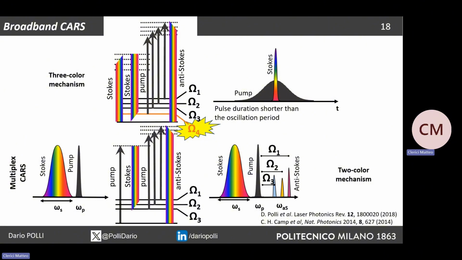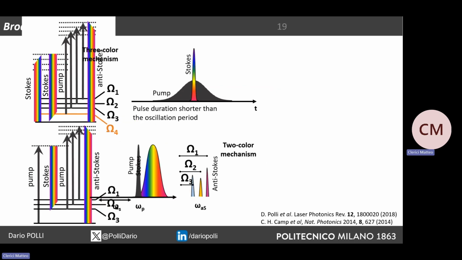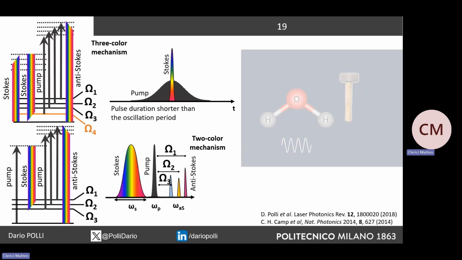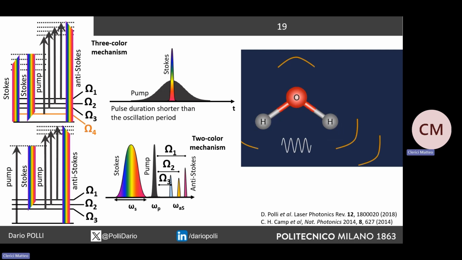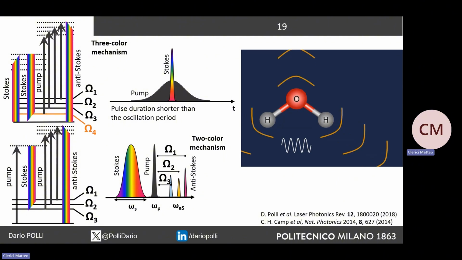And now, if you have this Stokes, which is very short in time, in the time domain, you can think of it as a hammer that hits the molecule. So if you hit the molecule with a hammer, very sharp, very short in time, the molecule will start to oscillate. You have to kick it with a kick which is shorter in duration than the period of oscillation of the system itself.